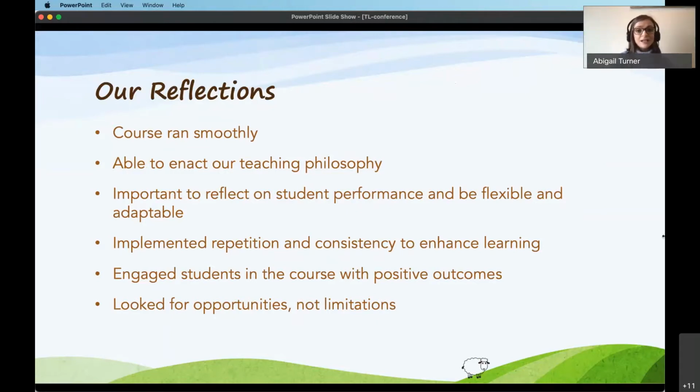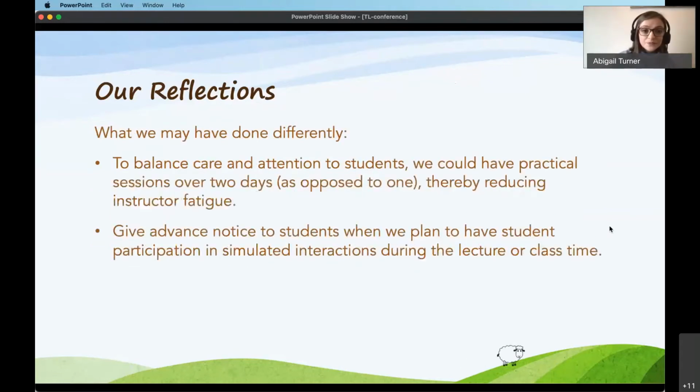And then we did have a couple of reflections on a couple of things that we thought we could do differently. Some of our practical sessions were quite exhausting for us as instructors. While the students did not have to tune in virtually for the entire 3-hour practical session, instructors did have to. Instructors would spend at least half an hour or more with each small group of students, and then have to do it again in the afternoon. So if we could change something, we would maybe have practical sessions over 2 days as opposed to one. We're hoping we can reduce instructor fatigue and help balance care and attention to students.